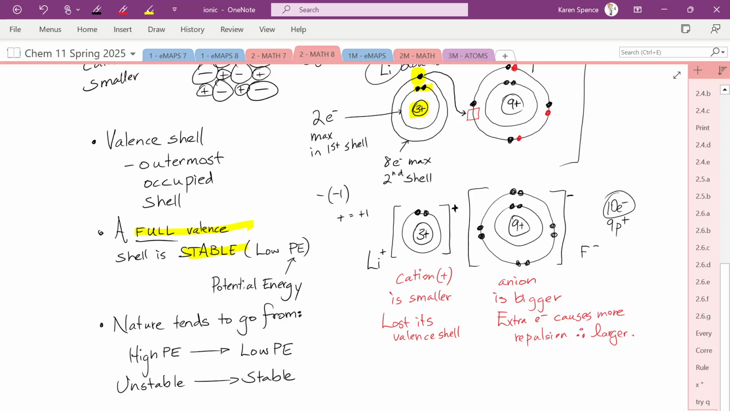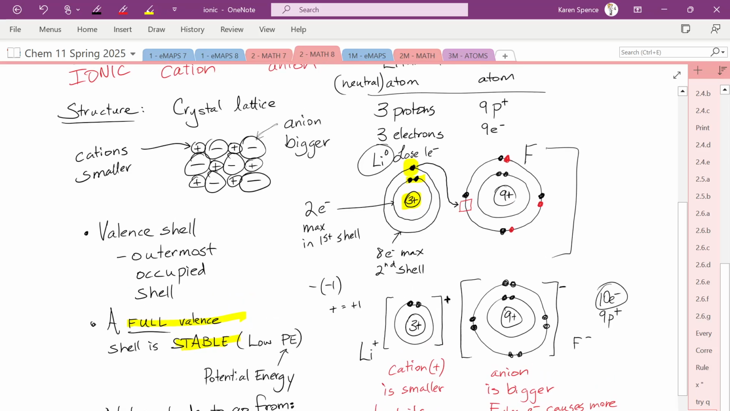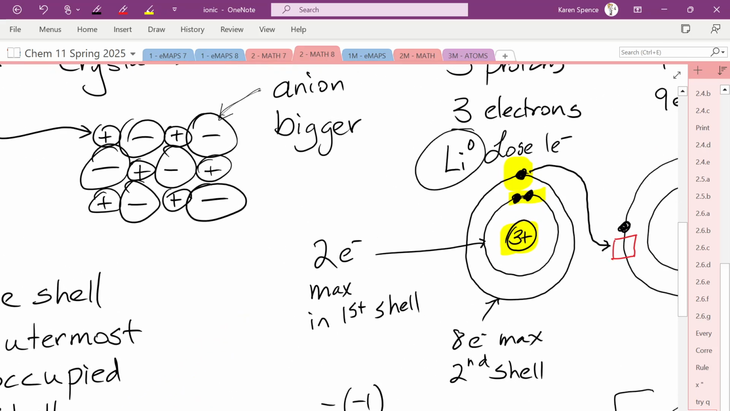Okay. So that was a long way of going around to say that the cations are smaller and the anions are bigger. Now, this is a crystal lattice. Do I want to draw this every single time I want to draw a crystal lattice? The answer is no, because I'm going to be drawing a lot of crystal lattices. So what I'm going to do is say, here is my crystal lattice. That's going to be our crystal lattice.